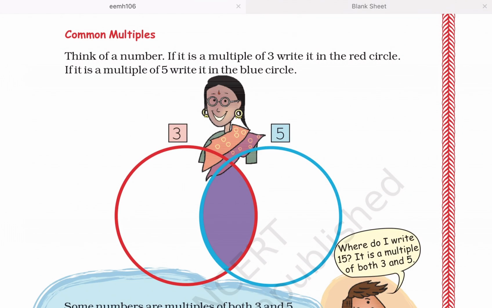Good morning, children. Yesterday we read about factors and multiples. Today we are going to read about common multiples. We have discussed earlier, what is a multiple?